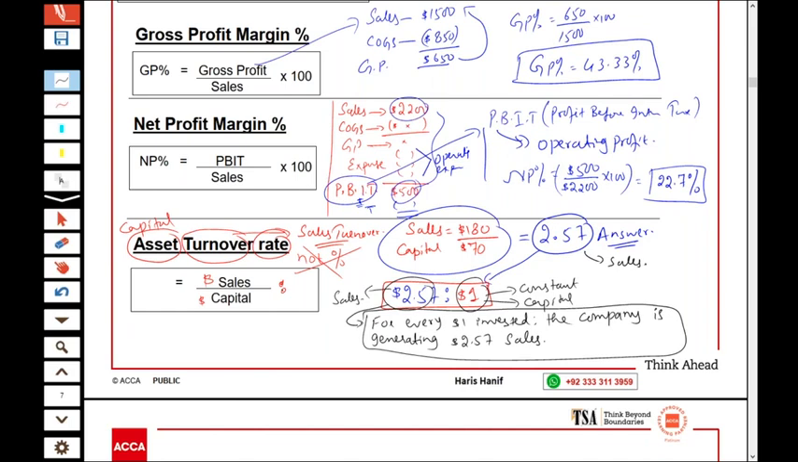Okay, asset turnover. It means how well the assets are used to generate sales. How well are assets used to generate what? Sales. This is basically the asset turnover rate. It's not only required to calculate the answer, you should also be able to interpret the answer, what this ratio is actually telling me.